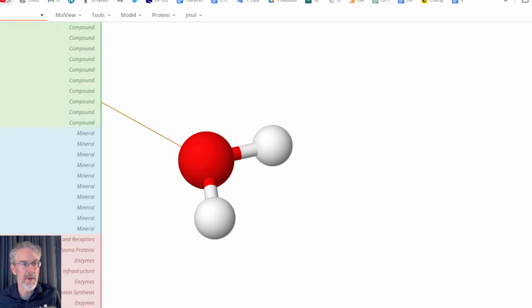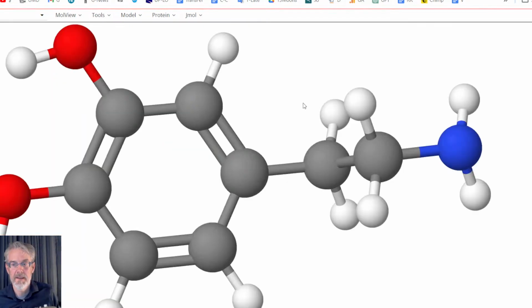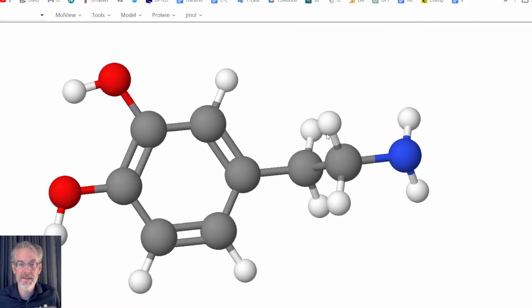What do you think the dopamine molecule looks like? I bet it's not that big. Yeah, it's not that big. Initially it doesn't look that different than caffeine. It has nitrogens and oxygens.